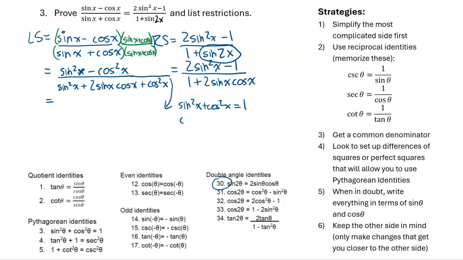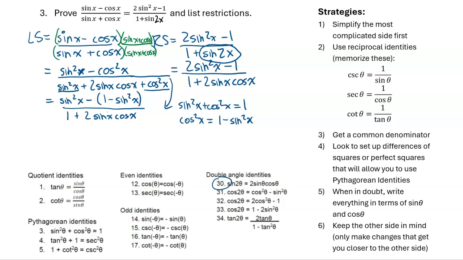So what I'm going to do for the numerator on the left is start by letting cos squared x equal 1 minus sine squared x. So I'm going to replace the cos squared x with that. So I'm going to have sine squared x minus (1 minus sine squared x) all over. And the denominator, I'm going to recognize that I have a sine squared x and a cos squared x. That gives me 1. So I'm going to get 1 plus 2 sine x times cos x.